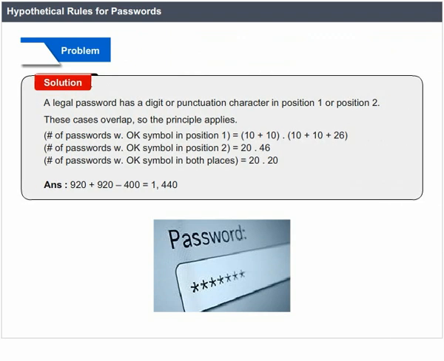Solution. A legal password has a digit or punctuation character in position 1 or position 2. These cases overlap, so the inclusion-exclusion principle applies. Number of passwords with an OK symbol in position 1 equals 10 plus 10, times 10 plus 10 plus 26. Number of passwords with an OK symbol in position 2 equals 20 times 46. Number of passwords with an OK symbol in both places equals 20 times 20. Answer: 920 plus 920 minus 400 equals 1440.